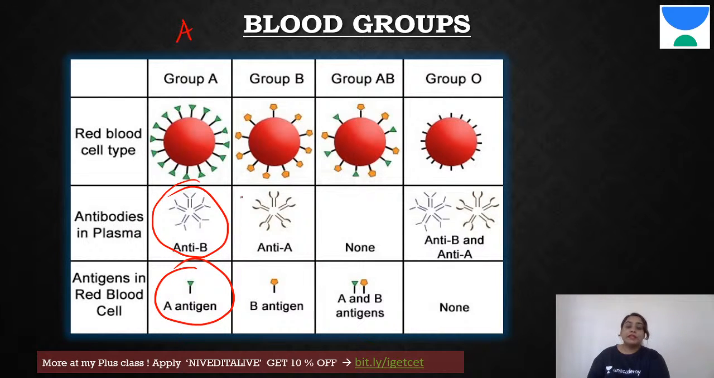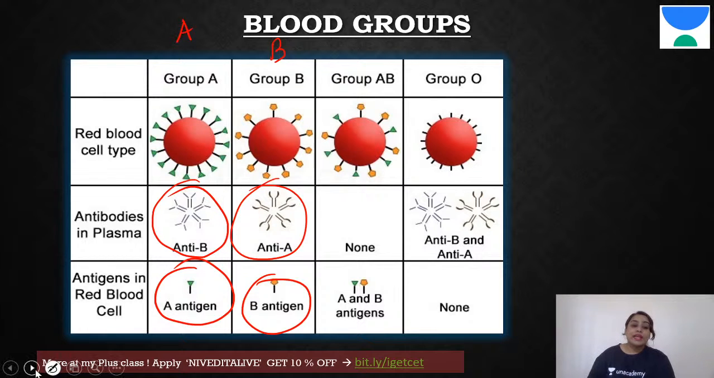Okay, similarly, in case of your B blood group, what is the antigen? Antigen is B. Therefore, what should be there in the plasma? Anti-A. Okay, it is against anti-A. Now, why is this so?